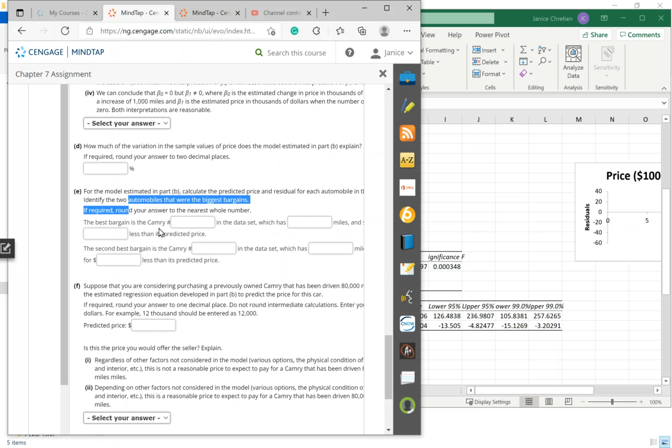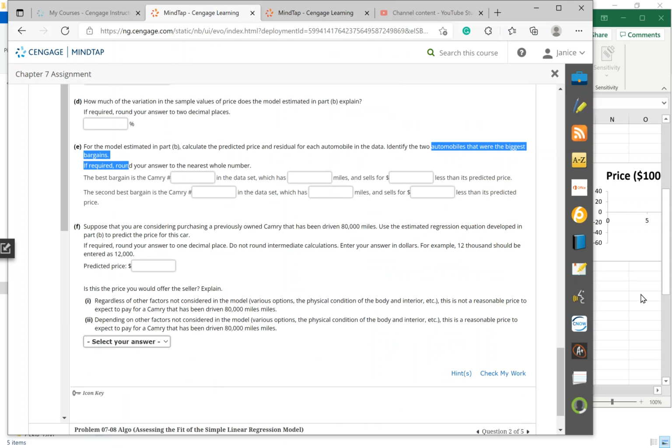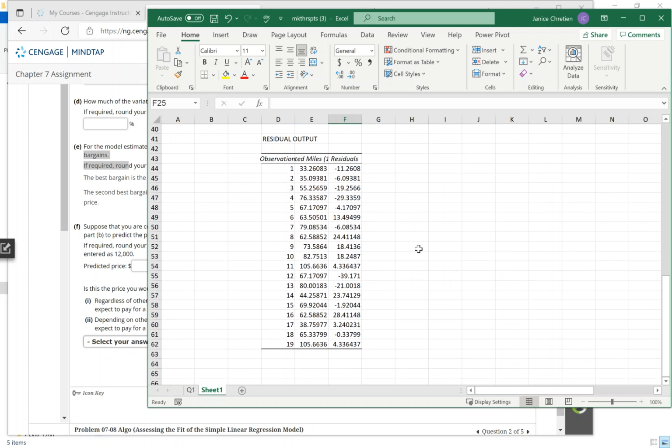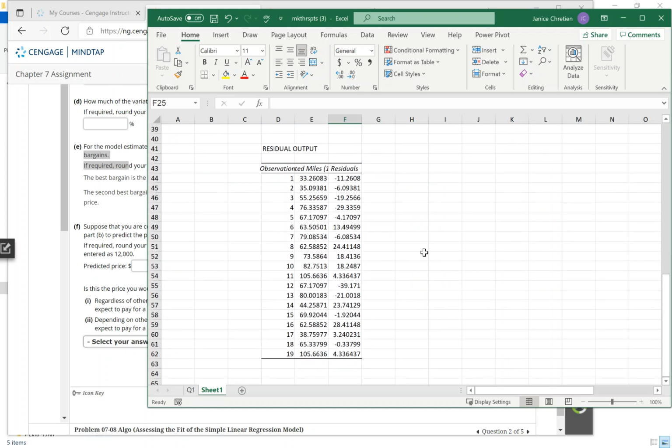And then it wants us to look at the best bargain. Okay, this is when we're going to use our residuals. In this case, I'm looking at the best bargain. So my residual is telling me what percentage below list price this car sold for. So the bigger the negative number, the better, right? You always want to pay a whole lot less than what a car is listed for.